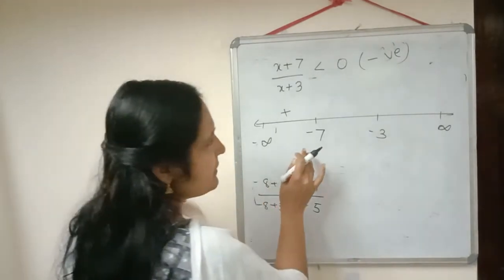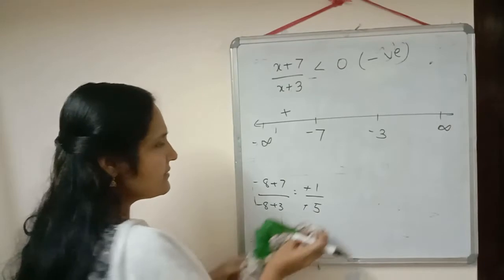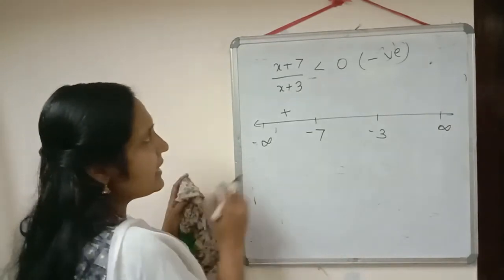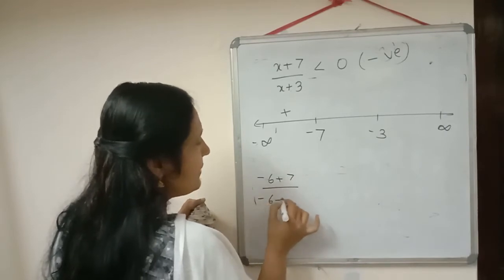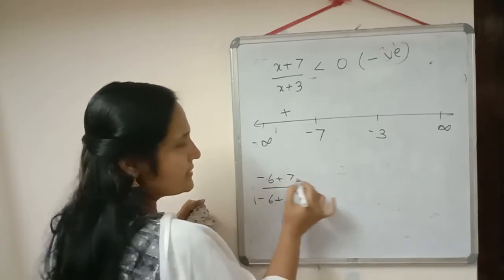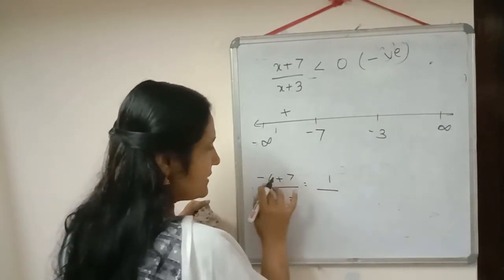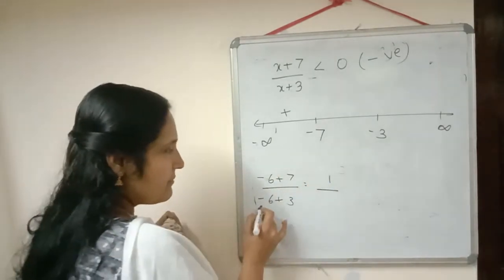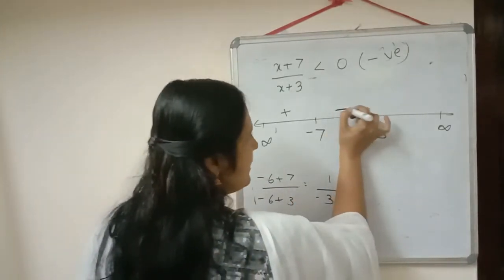Now take any number between minus 7 and minus 3. So -6 we can take. Then (-6 + 7)/(-6 + 3). -6 + 7 is plus 1, and -6 + 3 is minus. So we are getting a negative number here.